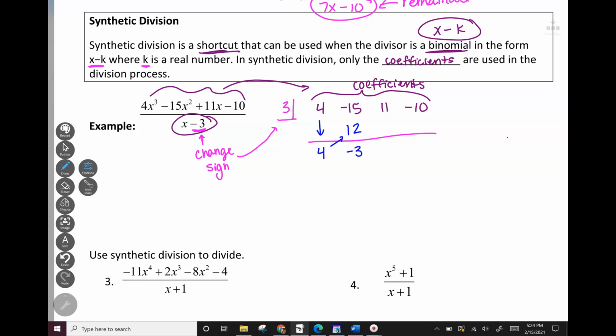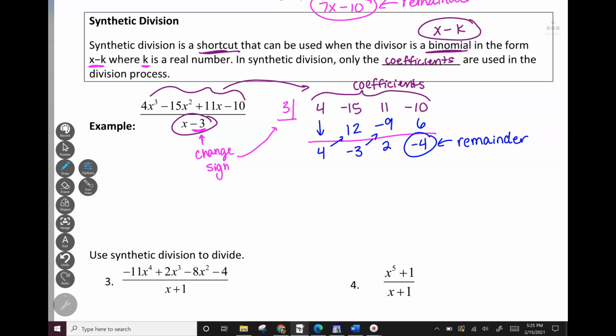Then start over. Multiply 3 times negative 3, negative 9. So we multiplied and we brought it up here. Then we add 11 plus negative 9 is 2. We start over. 3 times 2 is 6. Add negative 4. Okay, so it's bring the number down, multiply, add, multiply, add, multiply, add. Once you get to that last number, this last number here is always going to be the remainder.